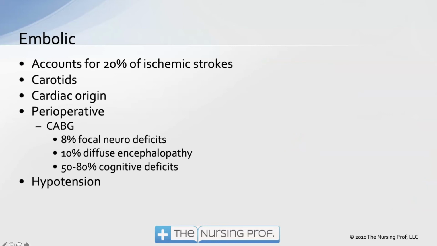Embolic strokes account for about 20% of our strokes, so 80% of them are ischemic in nature, and only 20% are going to be embolic. Carotids, cardiac origin, so those are another couple possibilities as to where this embolus comes from. So in most cases, it's going to be the cardiac, it's going to be from the heart.